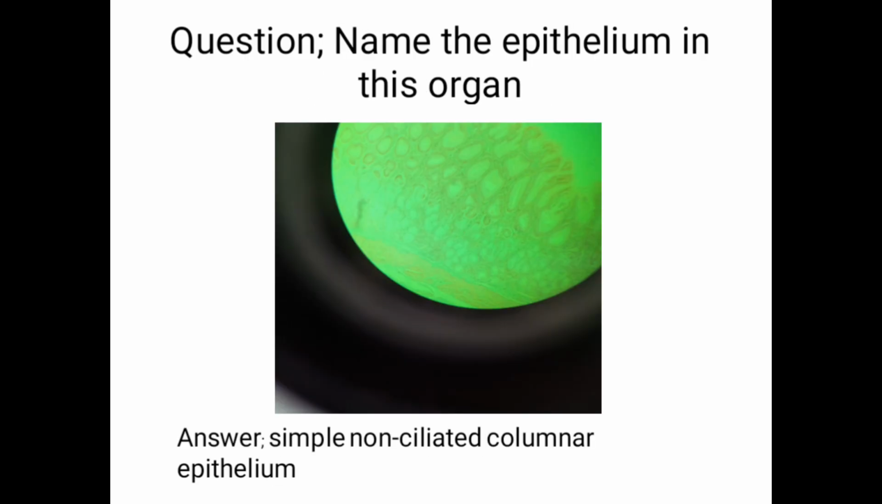And here you have simple non-ciliated columnar epithelium. They are taller than they are wide. That's one thing you see about columnar epithelium. Their nuclei are found at the base, and among them you are going to find goblet cells. Mostly you find them in the stomach and intestine, where there is secretion of mucus. They also have no cilia. That's simple non-ciliated columnar epithelium.